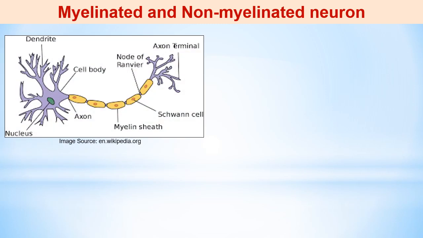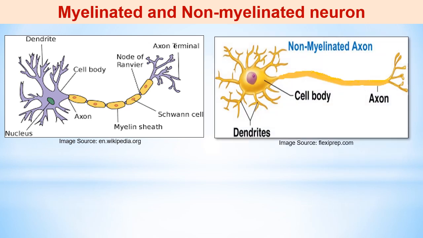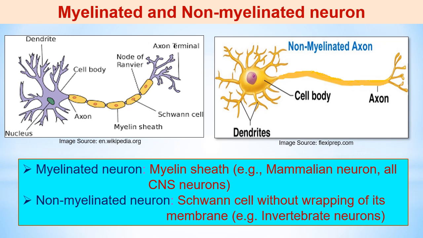Now we are going to discuss the differences between the myelinated and non-myelinated neuron. In the case of a myelinated neuron, as I told, there are myelin sheaths around the axon, and these are formed by the Schwann cells. But in the case of the non-myelinated axon, there is no such myelin sheath, and the axon is devoid of such myelin sheath or Schwann cell. The myelinated neurons are mainly found in mammals and in all central nervous system neurons. But non-myelinated neurons, on the other hand, are found in invertebrates, where there are no Schwann cells, and as a result the wrapping of the Schwann cell membrane is not there in the non-myelinated axon.